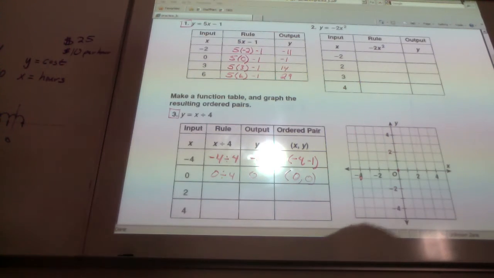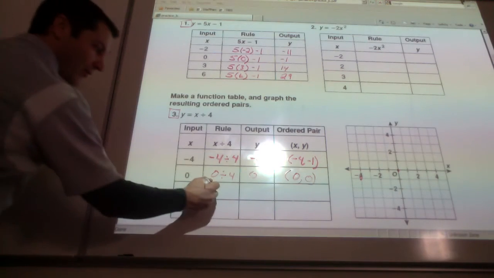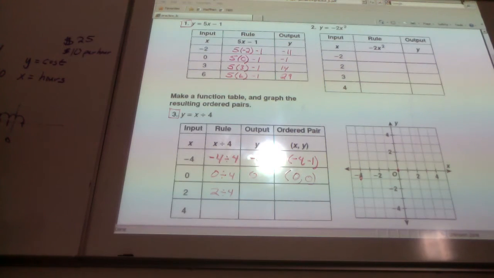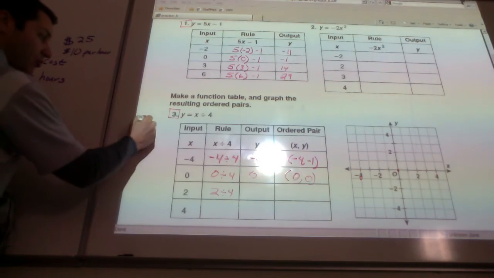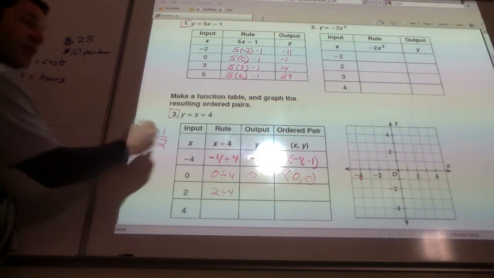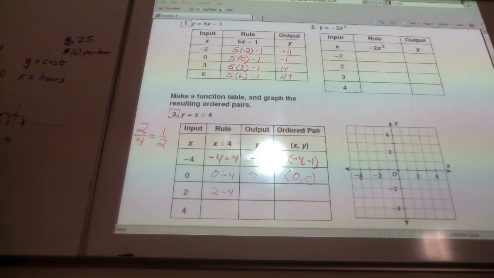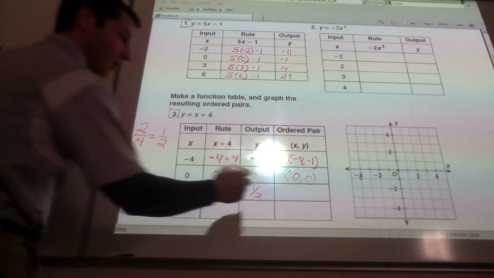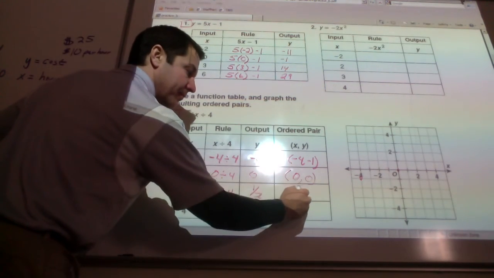All right. Then, when we put in 2, I'd love to hear the answer on this one. What is 2 divided by 4? 0.5. Is there another answer we could have besides 0.5? What's the fraction? 1/2. 2 divided by 4 is the same thing as 1/2, or 0.5. So my ordered pair would be 2 and 1/2, right?